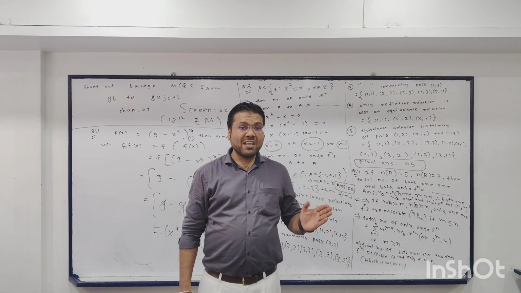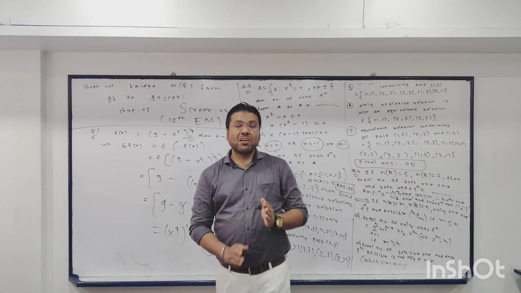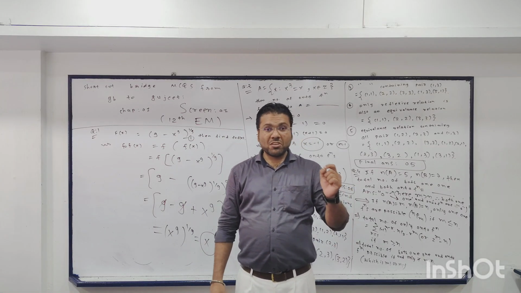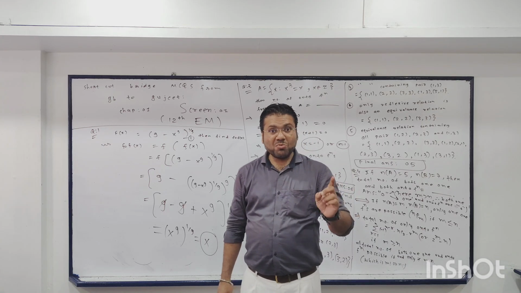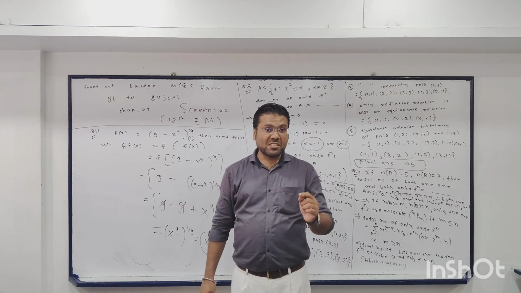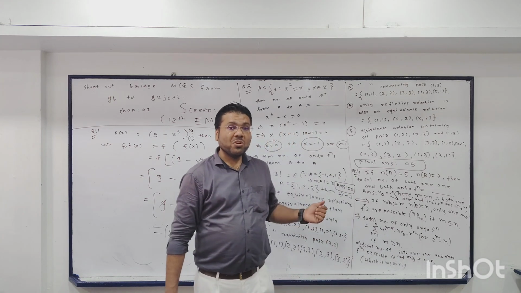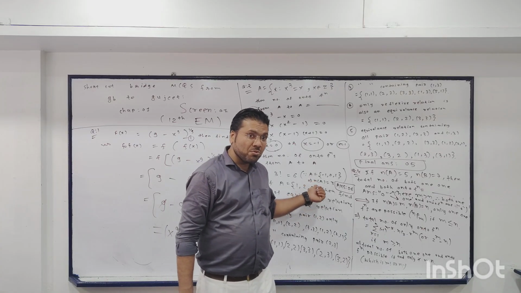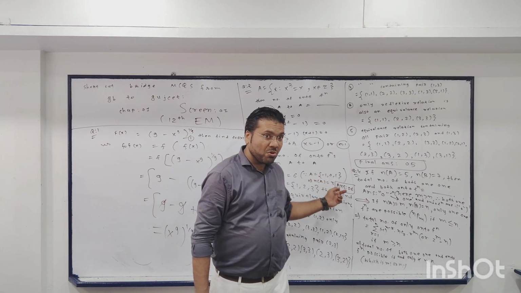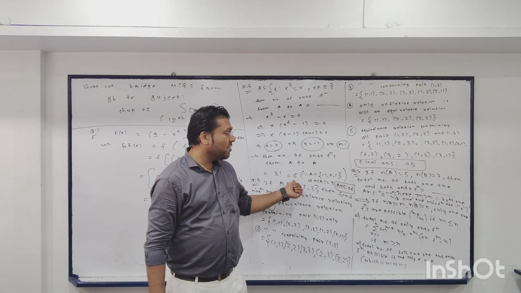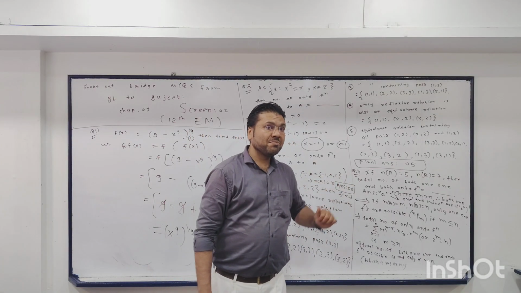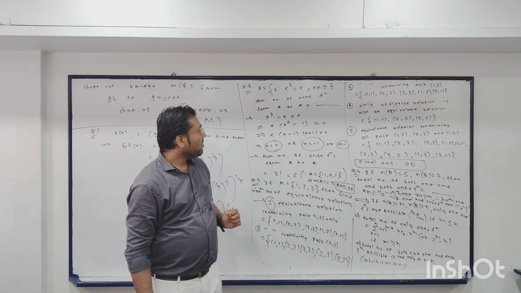So if set A contains n elements, then as per our shortcut formula of chapter 1, the number of onto functions from A to A is n factorial. So here the number of onto functions from A to A will be 3 factorial, which is 3 into 2 into 1, that means 6, right?